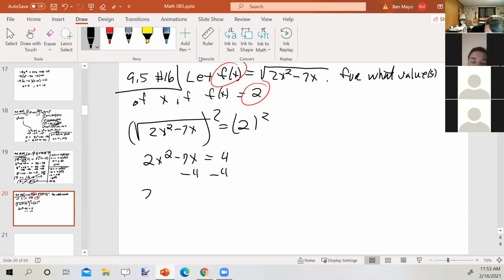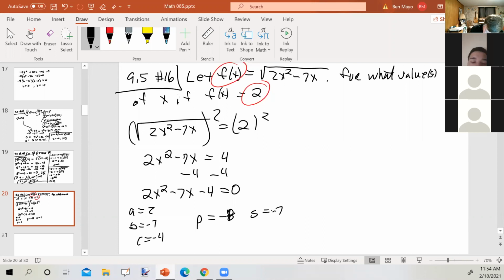Subtract 4 from both sides, and we get 2x squared minus 7x minus 4 equals 0. Okay, so now we've got to factor this. I don't know what method of factoring the person that asked used, but I'm going to use grouping. So with that, A is 2, B is negative 7, and C is negative 4. So the product is negative 8 and the sum is negative 7. So how about negative 8 and 1?